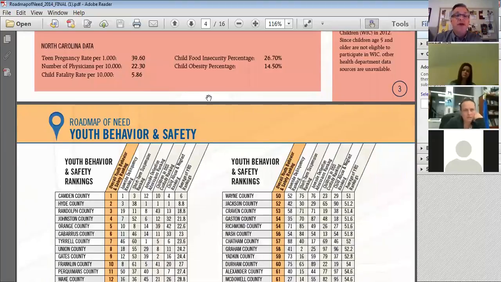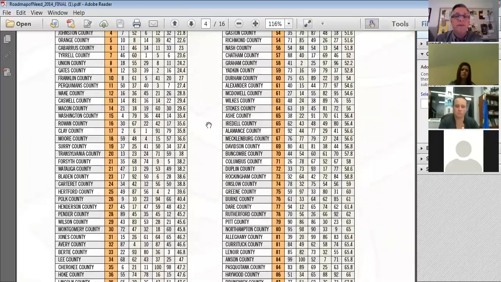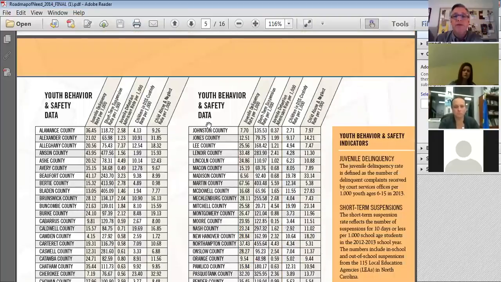Youth behavior and safety. Some of you may be familiar with juvenile crime prevention councils. A lot of this data comes from folks like that, so it's important to know, especially with your middle school and high school programs. So again, the purpose of showing you this is to go back to this notion that good planning requires good data and good documents.